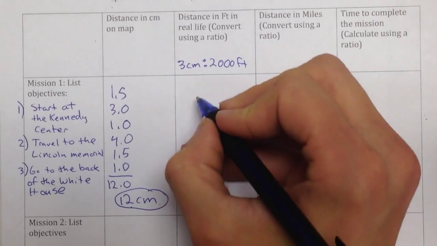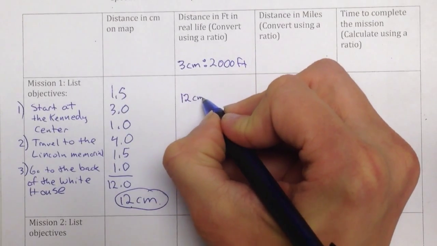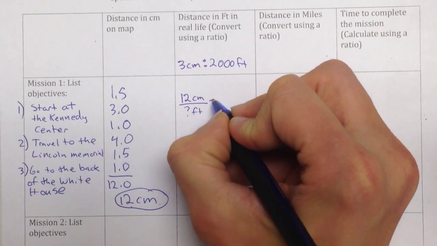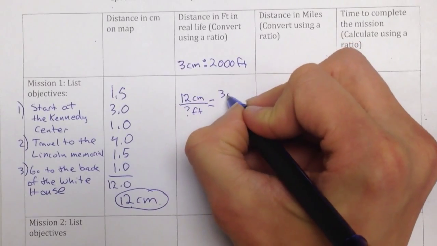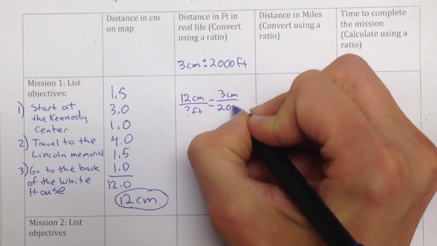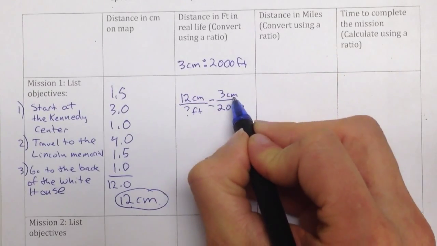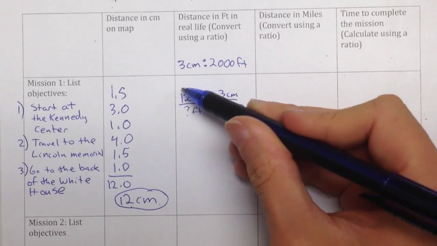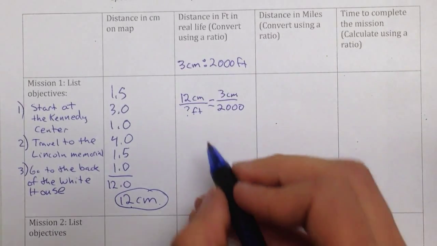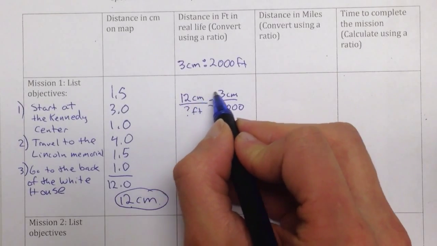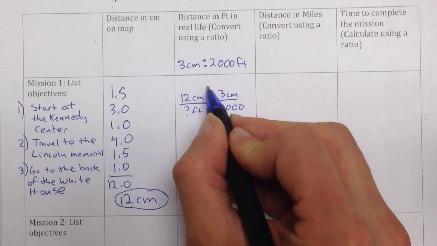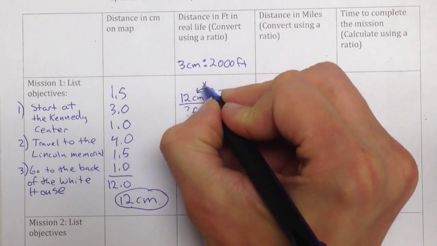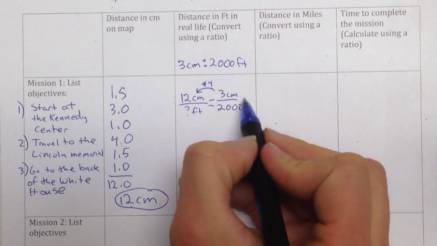So I start with 12 centimeters, and I want to know how many feet that is if 3 centimeters is equal to 2,000 feet. You'll see I'm matching up my units. I'm using the ratio that I know to be true, and then having what I want to find out. So at this point, I need to figure out how this turned into this. How many 3s went into 12? That would be 3 times 4. So we're working backwards here.